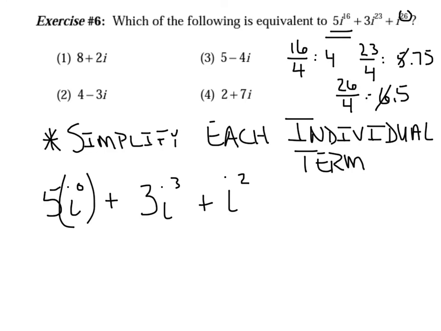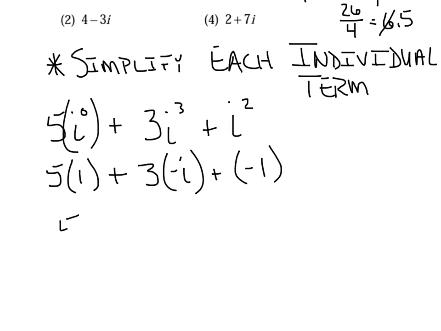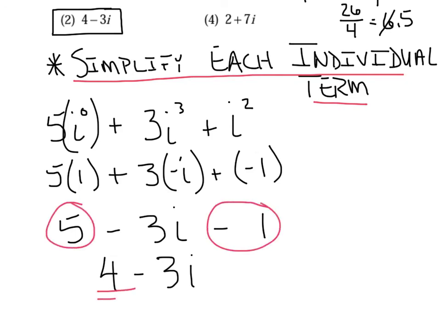i to the 0 is really 1. Let me go nice and slow. I'm just going to substitute the 1. Let's see, i to the 3rd is really negative i, and i squared is negative 1. So let's clean them up just a little bit more. That's a 5 minus 3i plus a negative 1. Combine the 5 with the negative 1 and get a 4 minus 3i. And if you look back up at the choices, it matches choice 2 beautifully. But the key here, and what I want you to walk away with, is knowing we had to simplify each term first. There were no like terms when we started, but once we simplified them, we did find that there were some like terms that we could combine and make it a little simpler. So good luck, and we'll see you tomorrow.